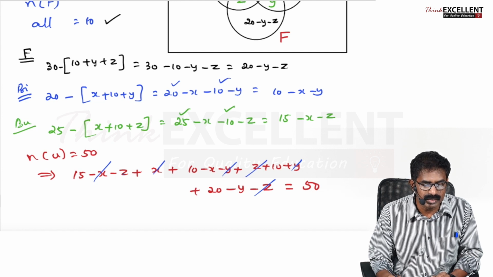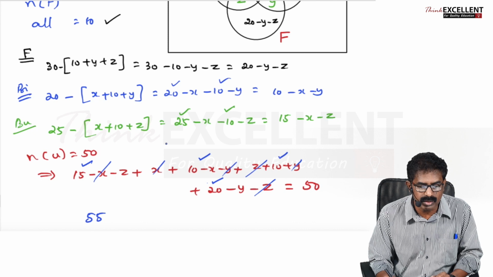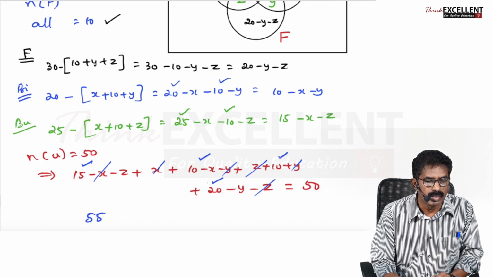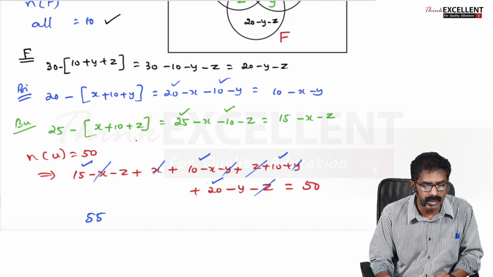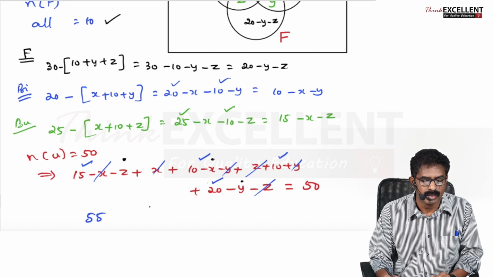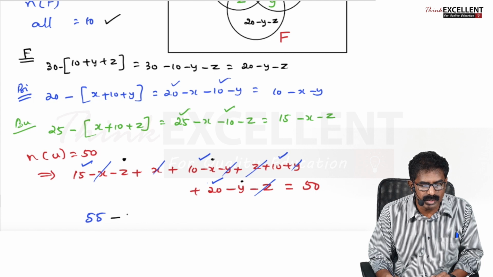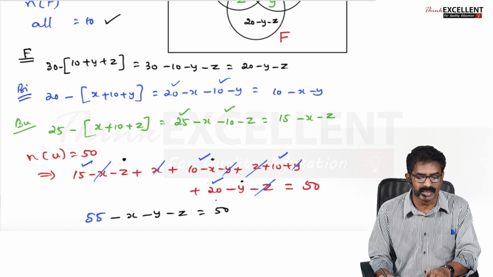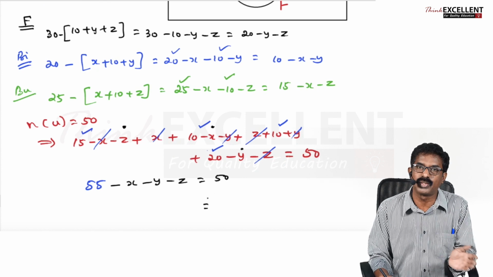Now add the constants. So 20, 30, 40, 55, right? 55. Now what other things we left out? What we left out, you check. Minus z minus x minus y. So minus x minus y minus z equal to what? 50 in the right side. So all the negative values take it to the right side.